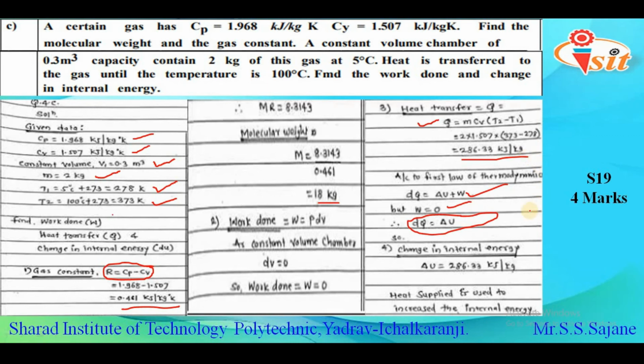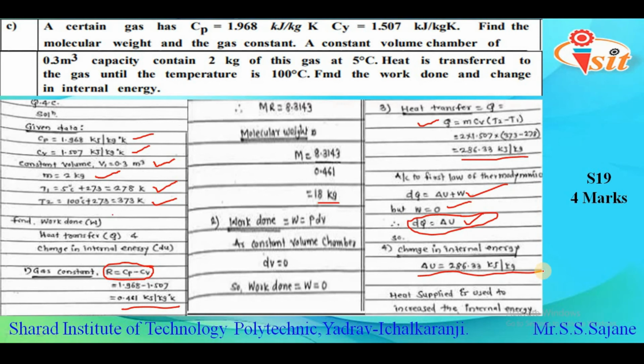And now as per the first law of thermodynamics, we know that this heat transfer is equal to change in internal energy. So directly we can write the value of change in internal energy, which will be equal to 286.33 kilojoule per kg. So this question is for 4 marks and you will be getting 1 mark for calculating each of these 4 parameters that they have asked in the question. That is 1 mark for molecular weight, 1 mark for gas constant, 1 mark for calculating the work done, and 1 mark for determining the change in internal energy.